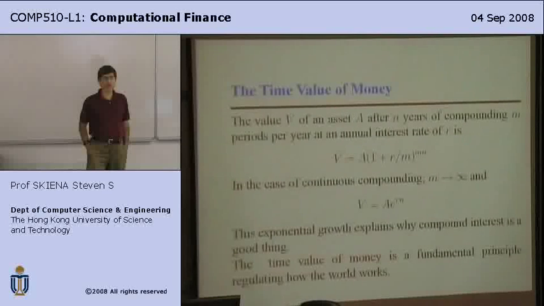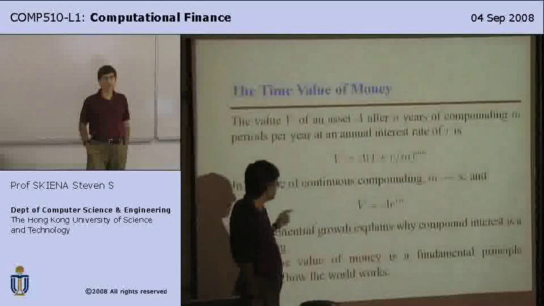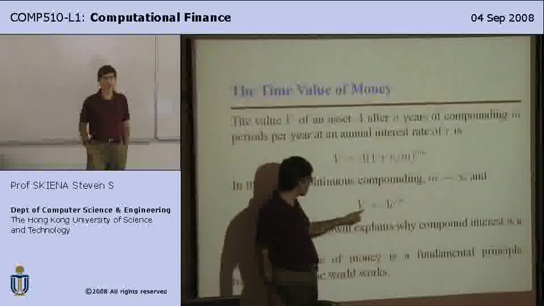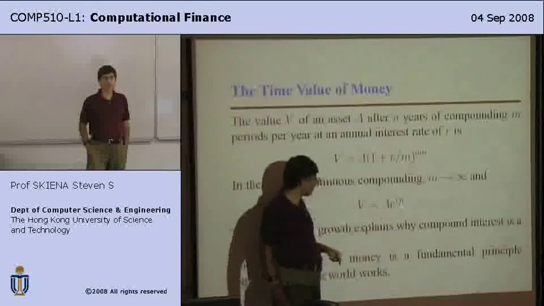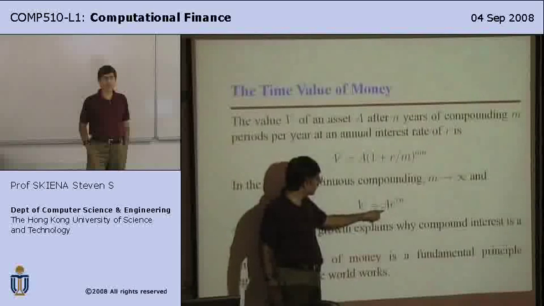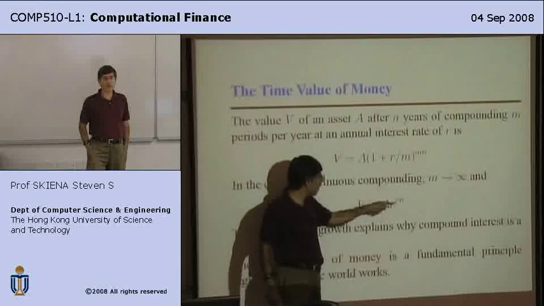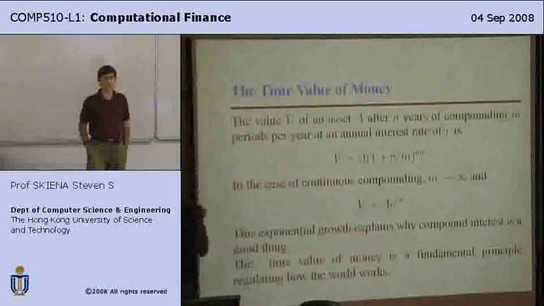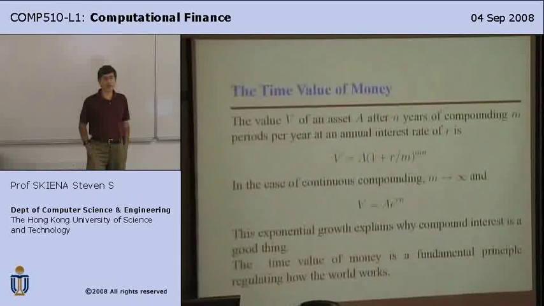So in the case of continuous compounding, it turns out that the value that you have after n years is basically the original price times e to the rn. Any questions about that?